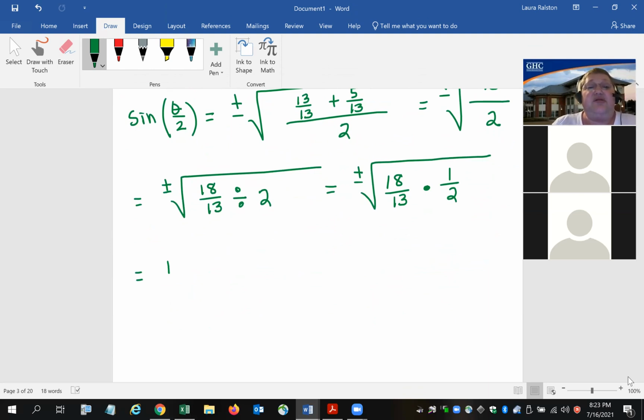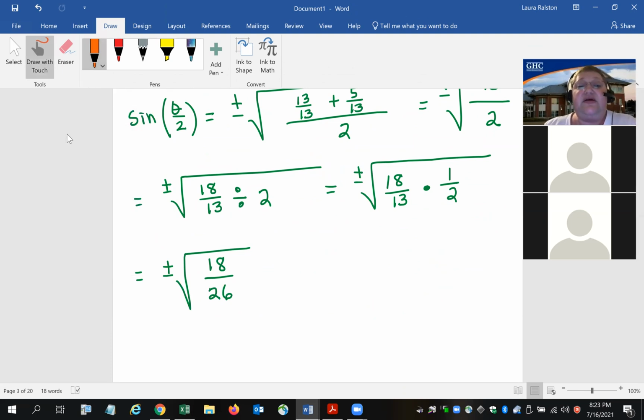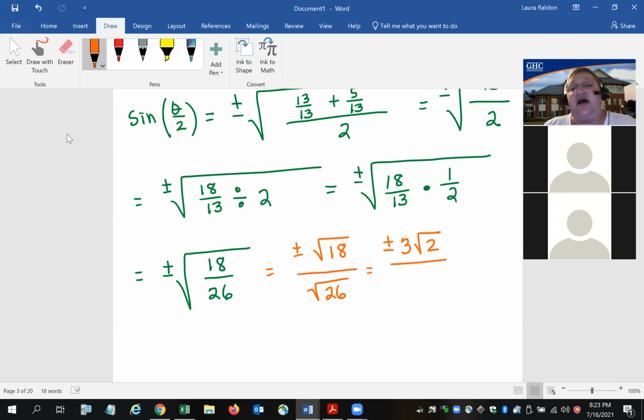Which equals plus or minus the square root of 18 over 26. And I'm still not through because then I've got to simplify that radical. I'm going to change colors. I have plus or minus the square root of 18 over the square root of 26. Okay, 18 contains a perfect square. It becomes plus or minus 3 on the square root of 2 all over square root 26.